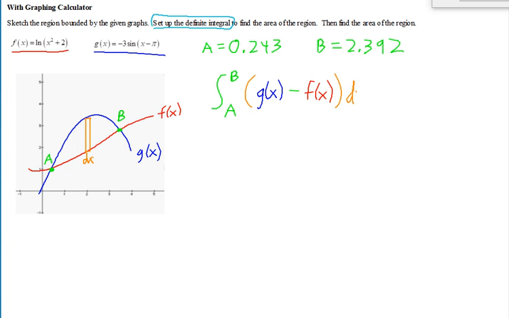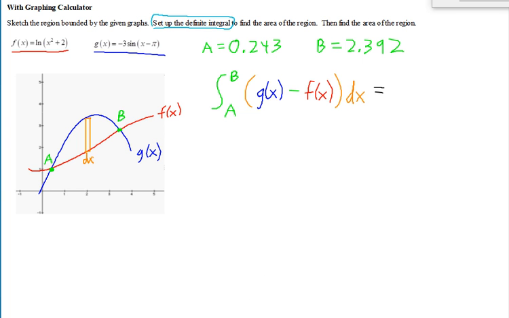All times dx. Now, if it's not g and f, and it was just y equals, then you'd have to write the whole equations in there: the negative 3 sine of x minus pi minus the natural log of x squared plus 2. But here we don't have to do that since they're defined for you. And let's see how we work this out on both calculators.